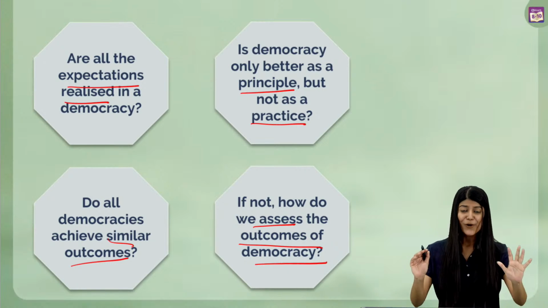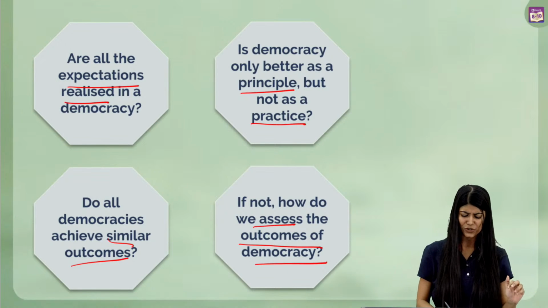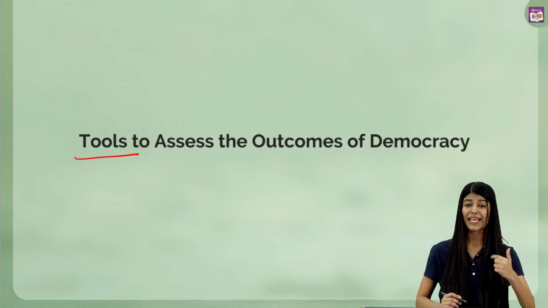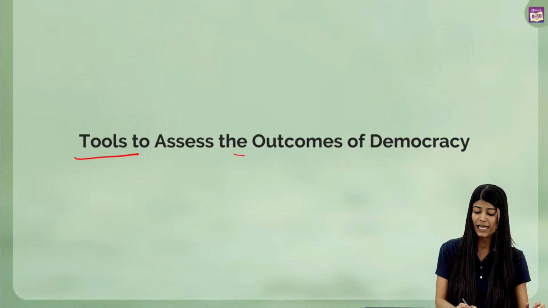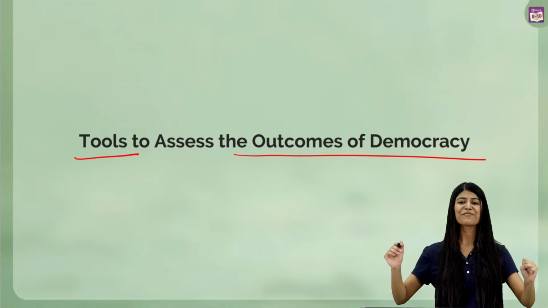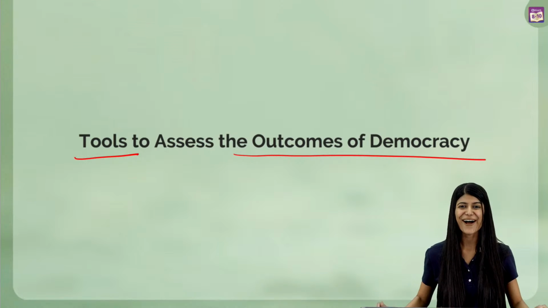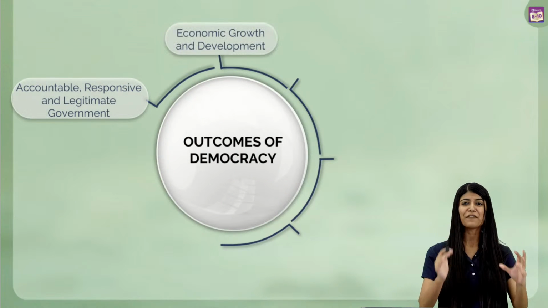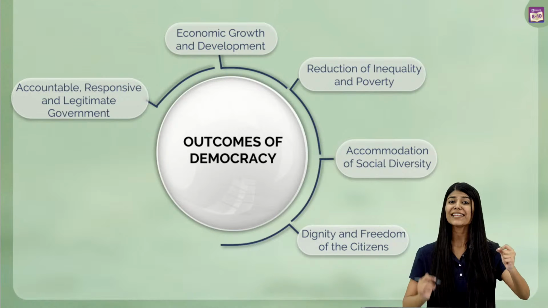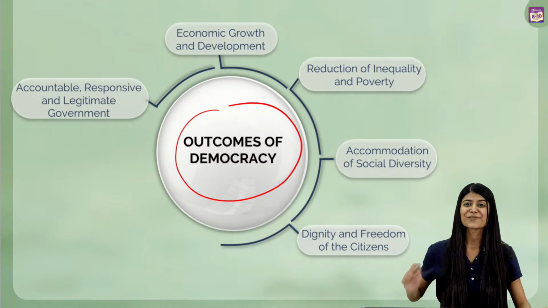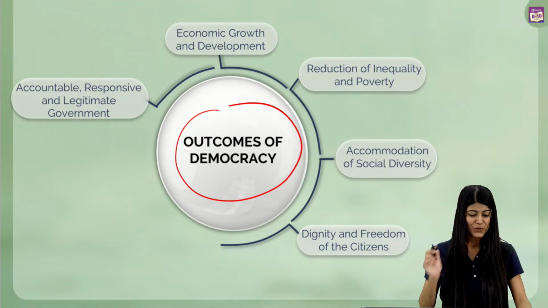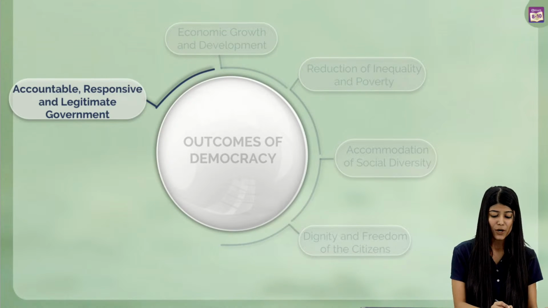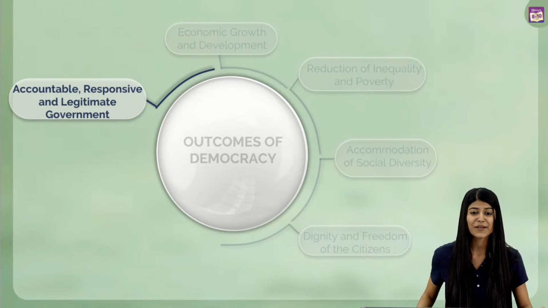Hi, Stacy. All right, so to answer all these questions, we have a set of tools with which we can assess, we can measure the outcomes of democracy, and we will be doing that now. All right, so let us go back to our mind map, the broad 5 aspects with which we will be analyzing the outcomes of democracy. Okay, so in this, the very first that we will be covering is accountable, responsive, and legitimate government.